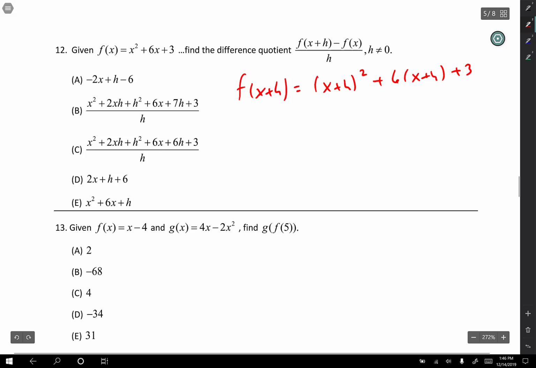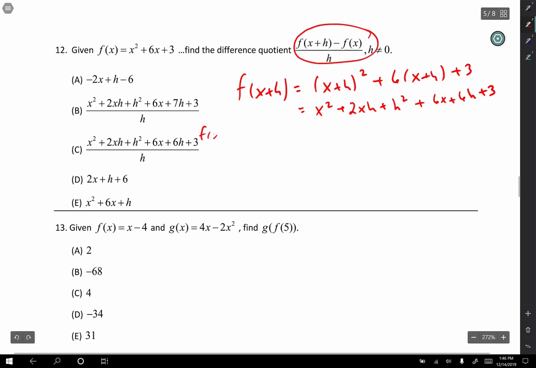All right, continuing, x times x is x squared, x times h is xh, but I'm going to have 2 of those, so 2xh. H times h is h squared, plus 6x plus 6h plus 3. And then from there, I'm going to combine like terms. There's nothing to combine. So now I'm going to do this part right here.